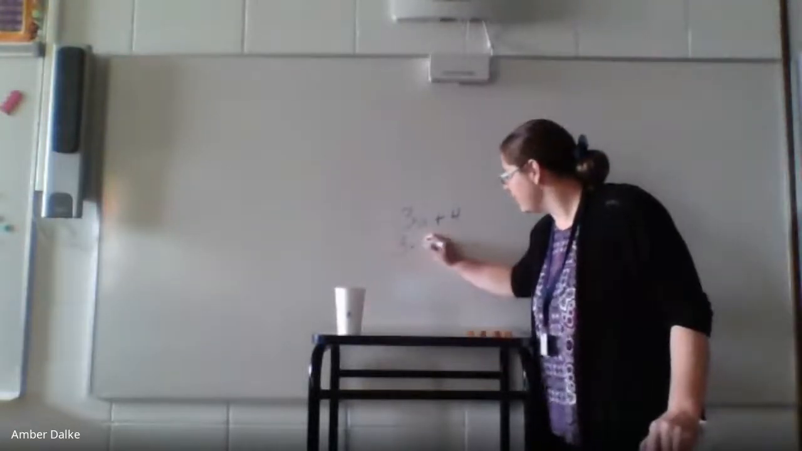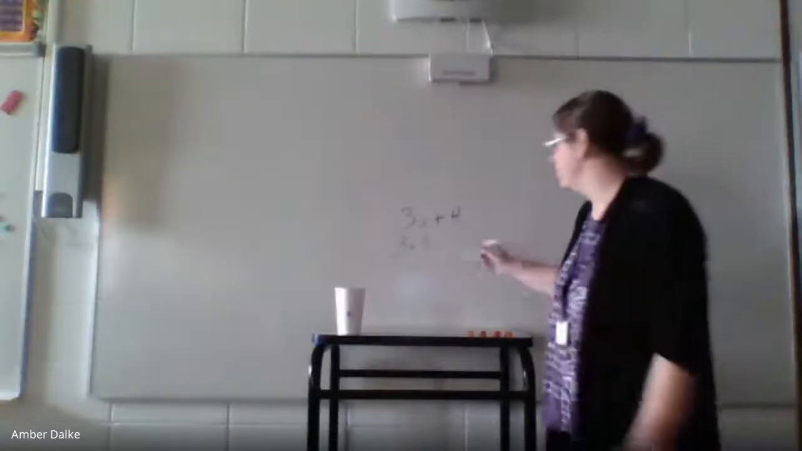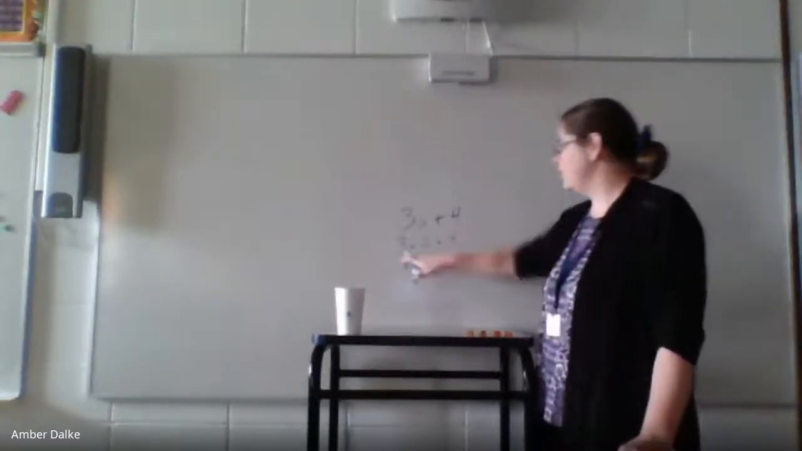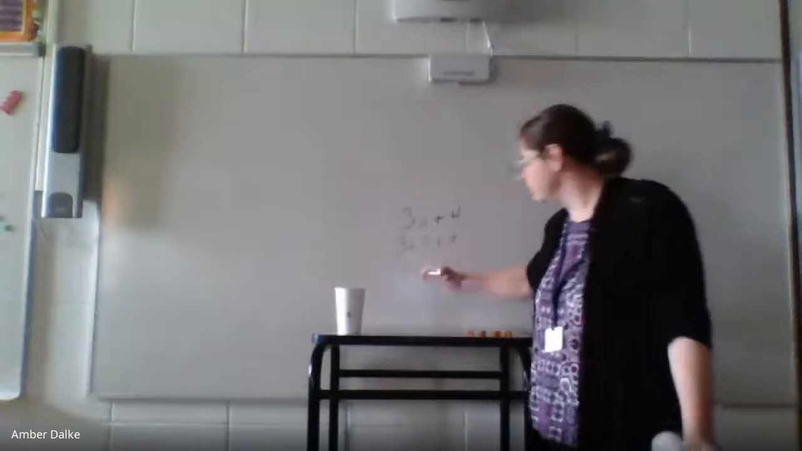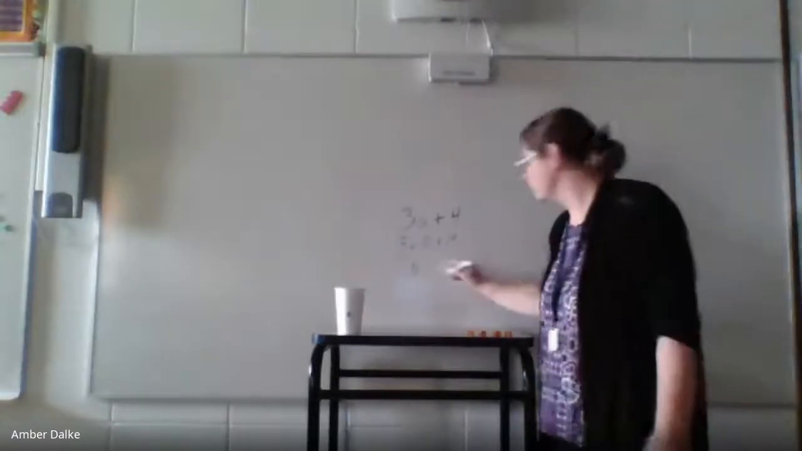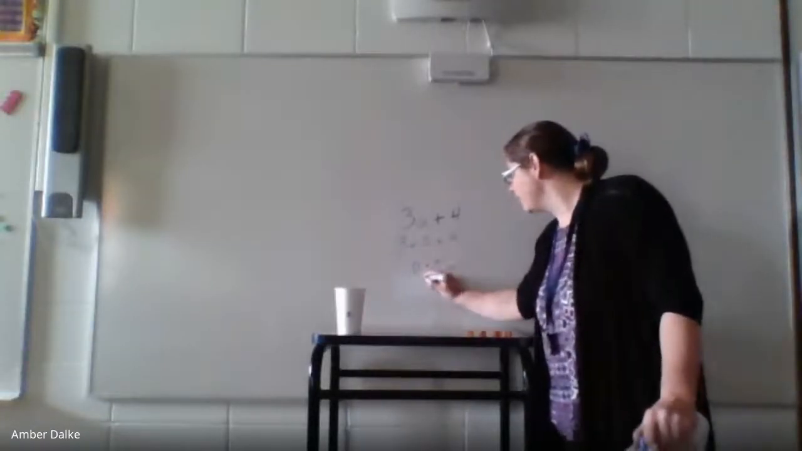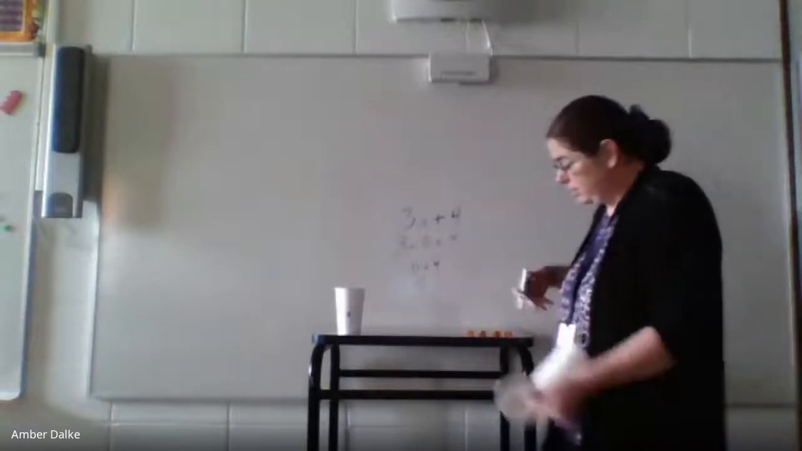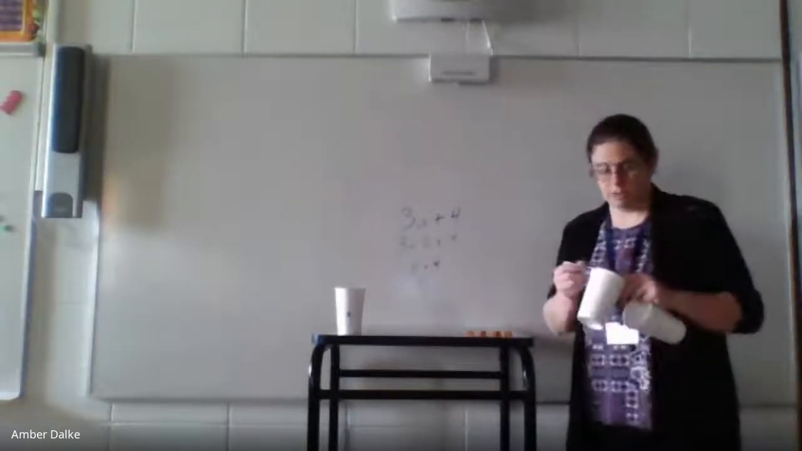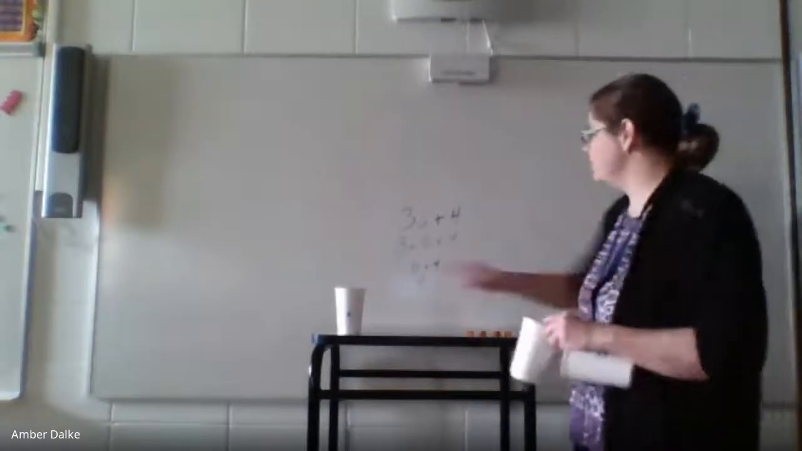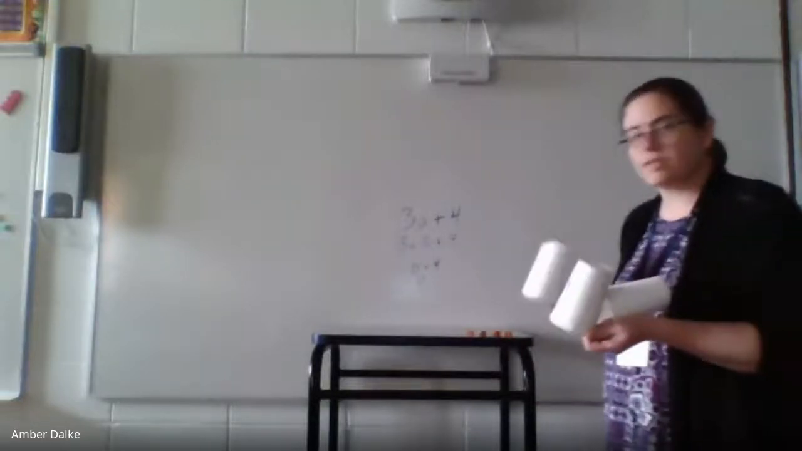So this is 3 times 0 plus 4. Well, we always do multiplication first. So 3 times 0 is 0. And then we add the 4, and our final number here is 4. This is all the counters there ever were on the table. Who knew? Okay. So that is how you model expressions with cups and counters.